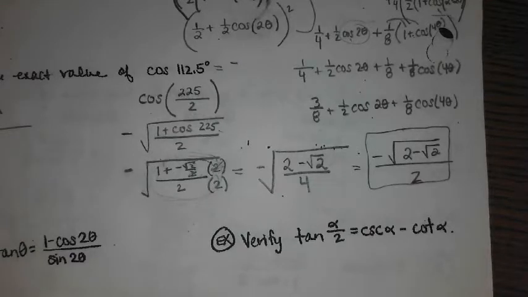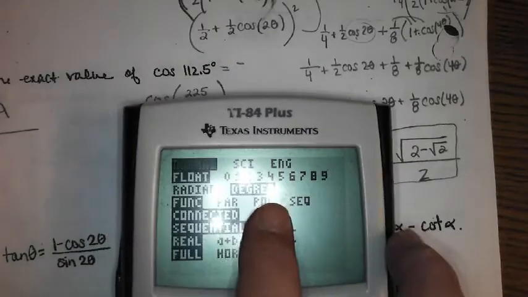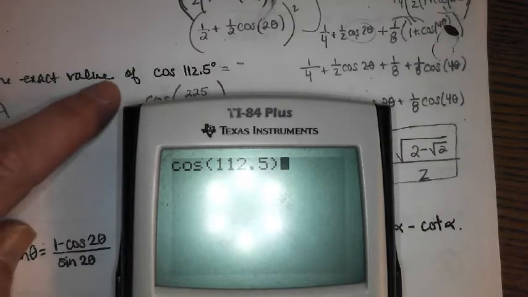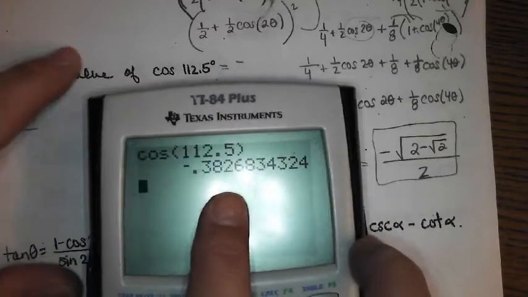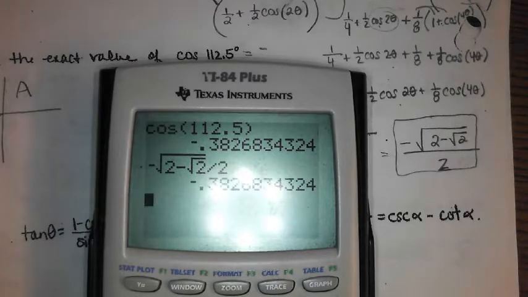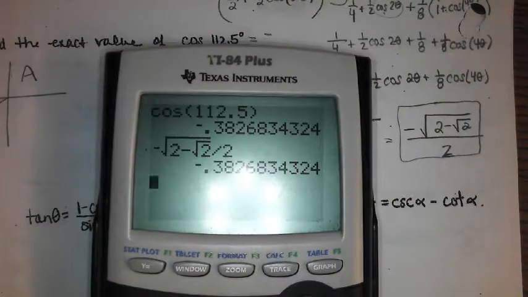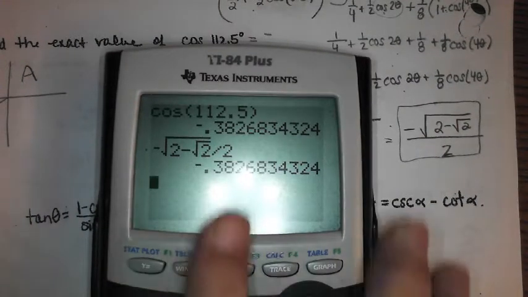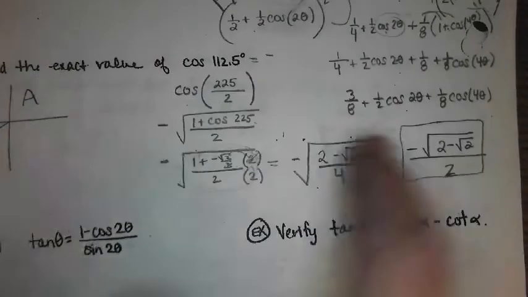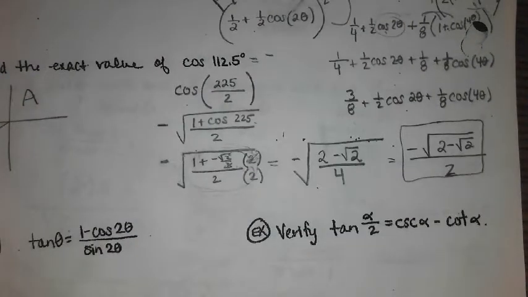So if we check this, make sure our mode is in degrees, the cosine of 112.5, our calculator says, is that decimal. We got this exact answer: negative square root of 2 minus square root of 2, all divided by 2. And we have a match. Yes? Good. So you obviously won't have that benefit of being able to check, but just so you see that we got the exact version of that answer.